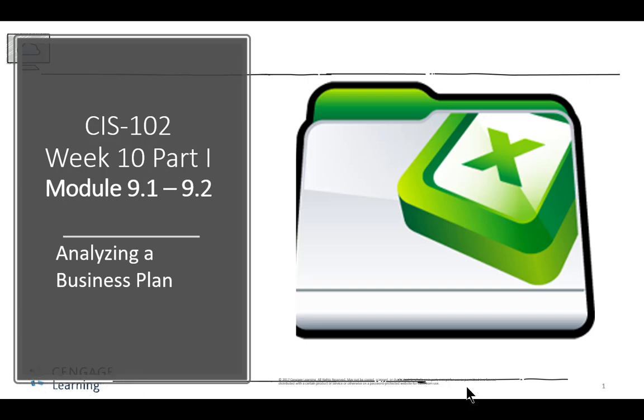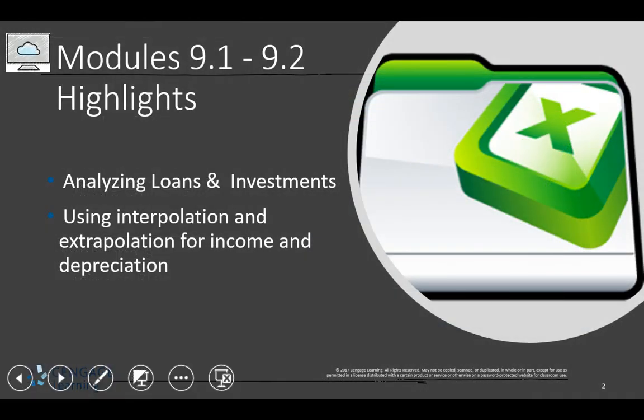This narrated set of notes serves as an introduction to the highlights for Week 10, Part 1, topics focusing on analyzing a business plan. In Modules 9.1 and 9.2, the highlights include analyzing loans and investments and using interpolation and extrapolation for income and depreciation.